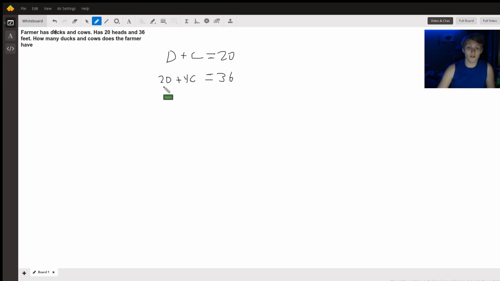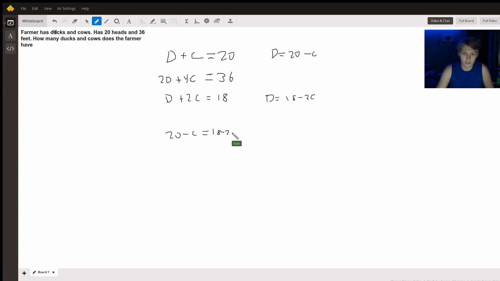And now what we can do is we can solve the system of equations. So I'm going to divide everything on the bottom by 2 and get the equation D plus 2C is equal to 18. And now we can solve everything for D, for example. So we know here that D is equal to 20 minus C. And here D is equal to 18 minus 2C. That means that 20 minus C is equal to D, which is also equal to 18 minus 2C.